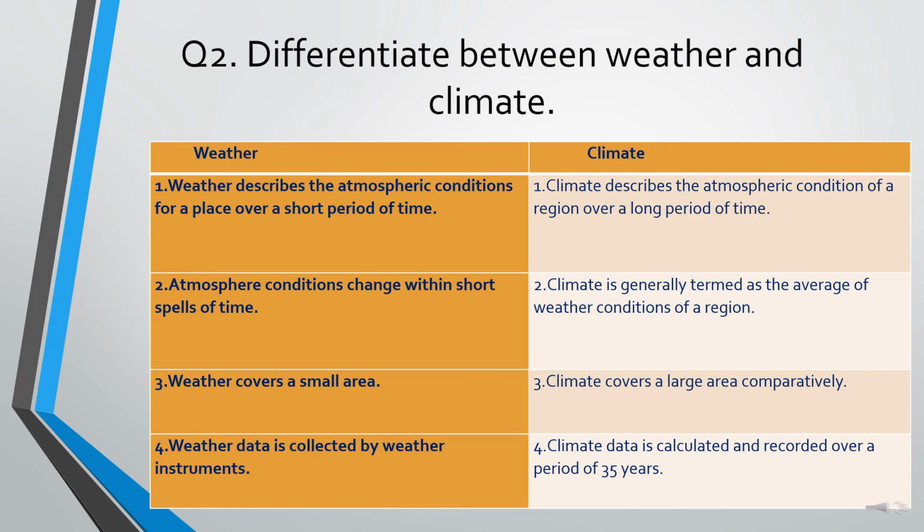Number 4, weather data is collected by weather instruments. It can be collected daily, whereas climate data is calculated and recorded over a period of 35 years.